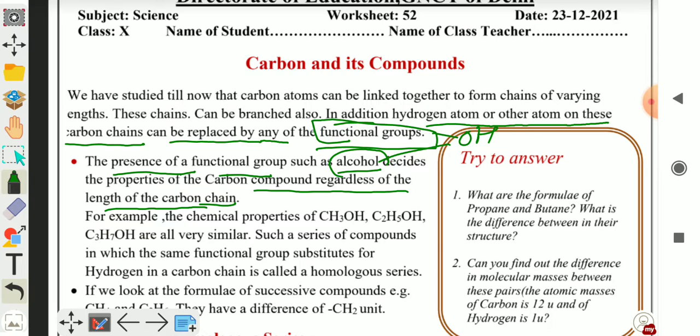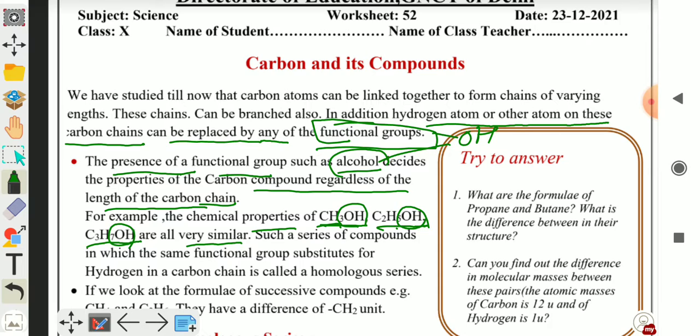For example, the chemical properties of CH3OH methyl alcohol, C2H5OH ethyl alcohol, C3H8OH propyl alcohol, a 1 carbon atom compound, a 2 carbon atom compound, and a 3 carbon atom compound, are all very similar. Why? Because the same functional group OH is present in all these 3 compounds.